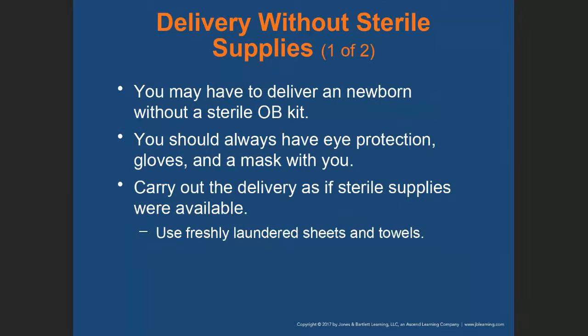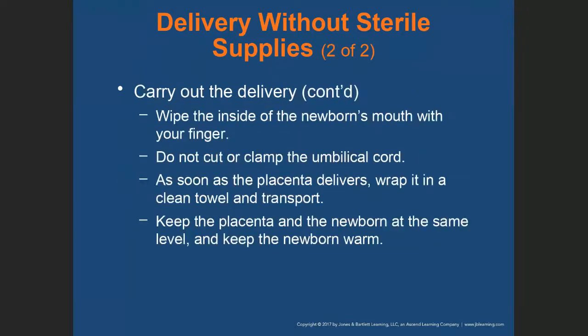Delivery without sterile supplies. You may have to deliver a newborn without a sterile OB kit. You should always have eye protection, gloves, and a mask with you. Carry out the delivery as if sterile supplies were available. Use freshly laundered sheets and towels. Wipe the inside of the newborn's mouth with your finger. Do not cut or clamp the umbilical cord. As soon as the placenta delivers, wrap it in a clean towel and transport. Keep the placenta and the newborn at the same level and keep the newborn warm.